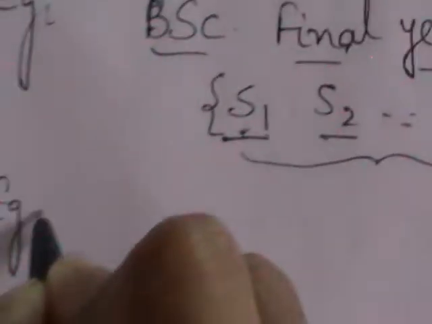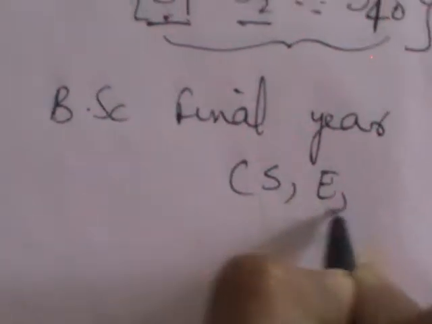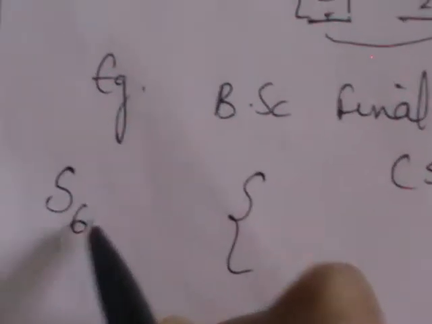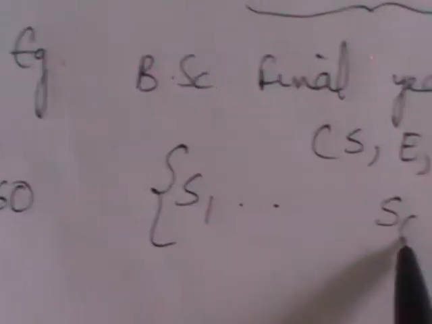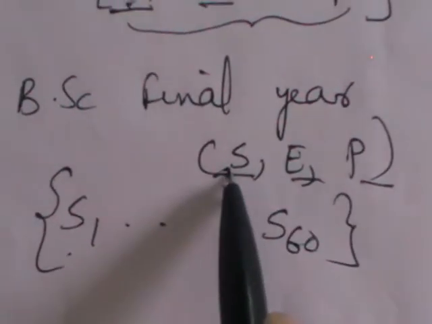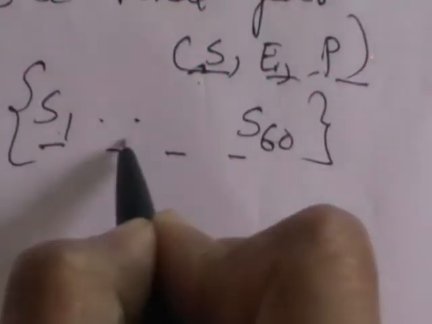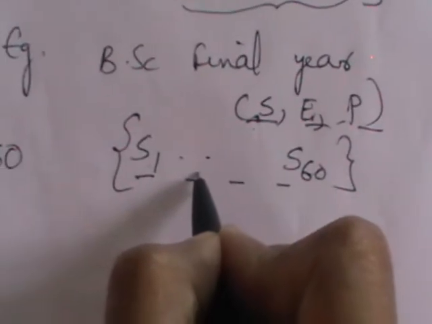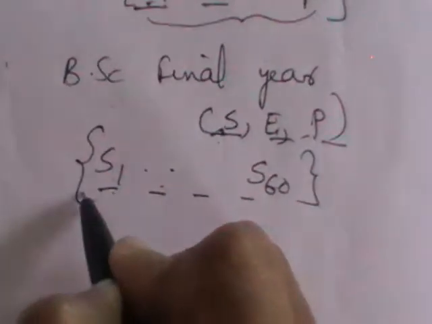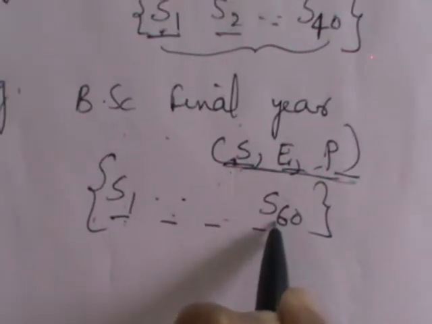If I consider BSc final year with all the combinations, statistics, electronics and physics, even though the strength is, let us say, 60, all the 60 units form a population, but it's a combination of three different subjects: statistics, electronics and physics. Here the individual units don't have the same properties when compared to one another. So BSc final year with all three combinations is going to be a heterogeneous population.